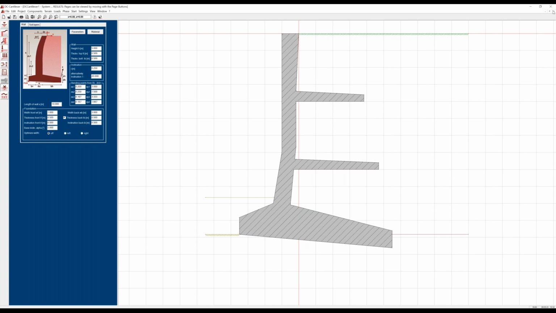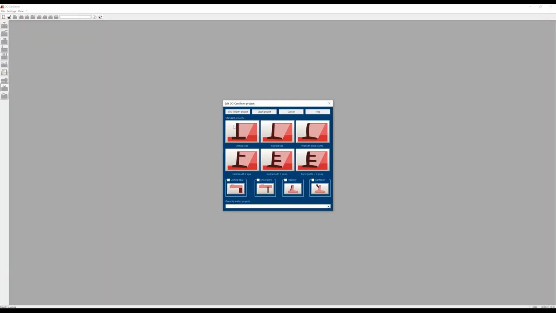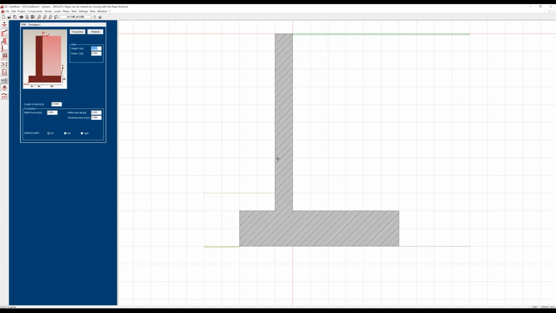If we don't need this type of wall, with so many options, we can use a very easy type. So just a vertical wall with a horizontal footing, and we don't have so many parameters to enter, so this is much easier for the input.